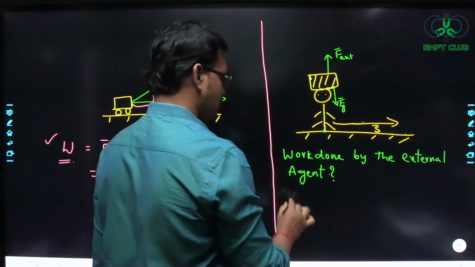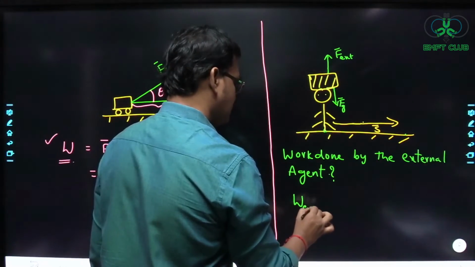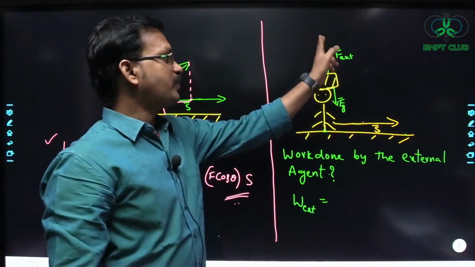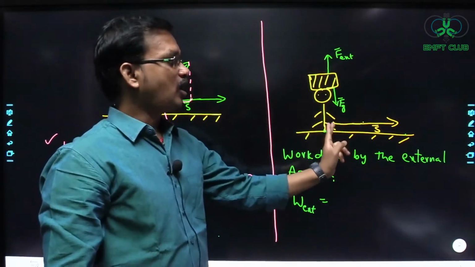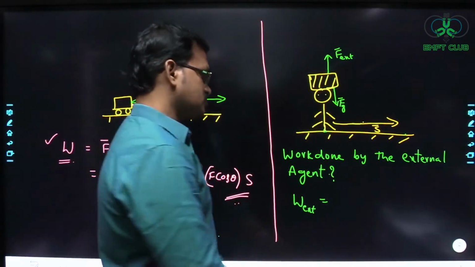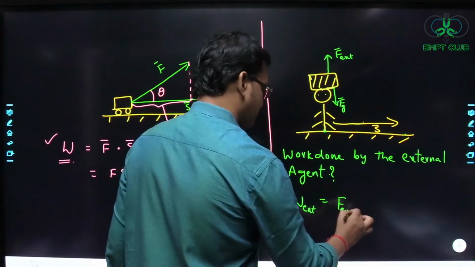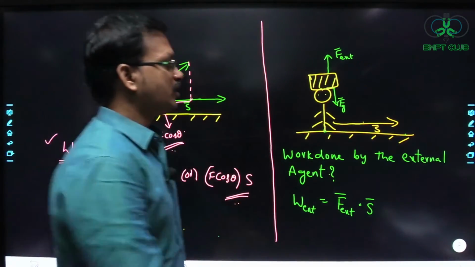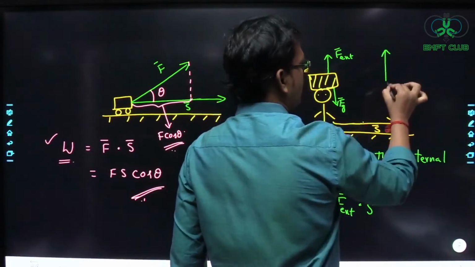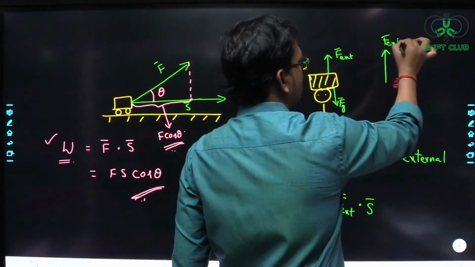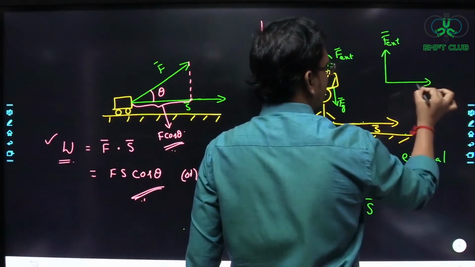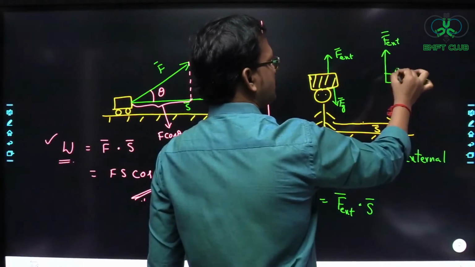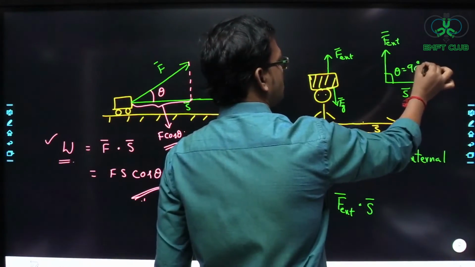So what is the work done by this external agent here? The work done by this external agent is equivalent to the force applied by the external agent dot displacement. So that is F external dot displacement. Now here F external is in upward direction, and the displacement is in horizontal direction like this. So the angle between these two is theta equal to 90 degrees.